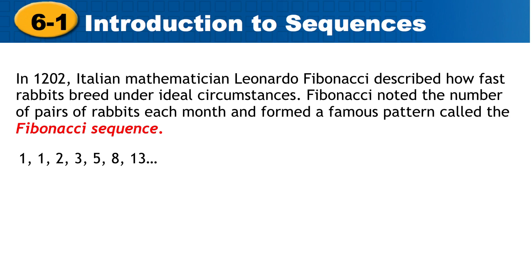How is that sequence? The first two terms of the sequence are 1, 1. In order to get the next term, we always add the two previous terms. So 1 plus 1 makes 2, 1 plus 2 makes 3, 2 plus 3 is 5, 3 plus 5 is 8, and so on.